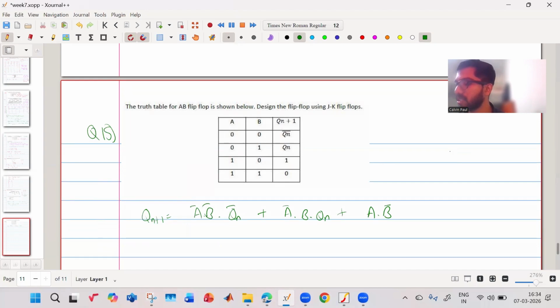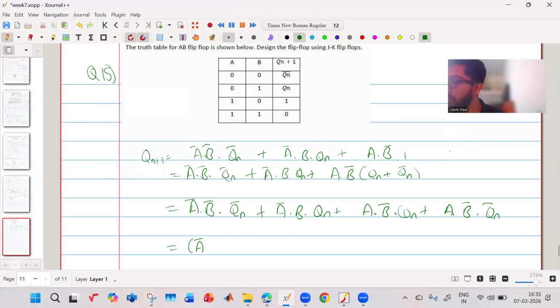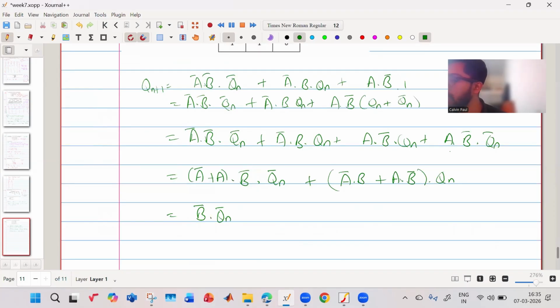So again, it's the same concept. What do we have to do? This is and 1. We write it as A bar and B bar and Qn bar plus A bar and B and Qn plus A and B bar and (Qn plus Qn bar). You can write it. So this becomes equal to A bar and B bar and Qn bar plus A bar and B and Qn plus A and B bar and Qn plus A and B bar and Qn bar. So if you combine, what you will get is (A bar plus A) and B bar and Qn bar plus (A bar and B plus A and B bar) and Qn. So this is B bar and Qn bar plus A XOR B and Qn.